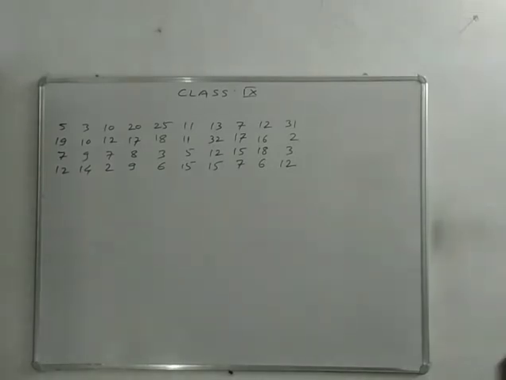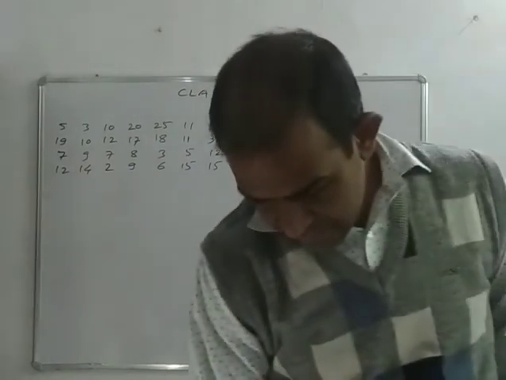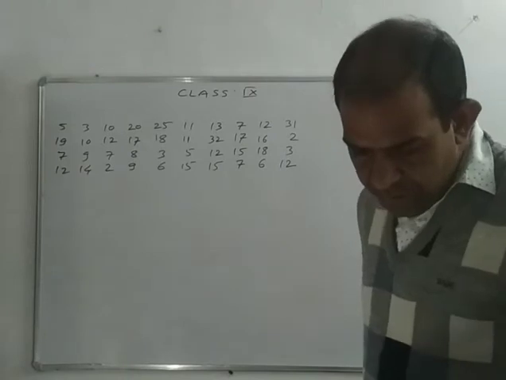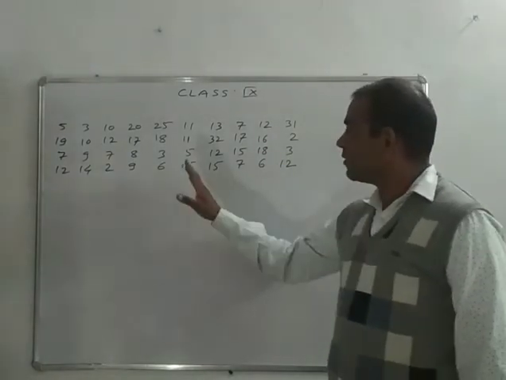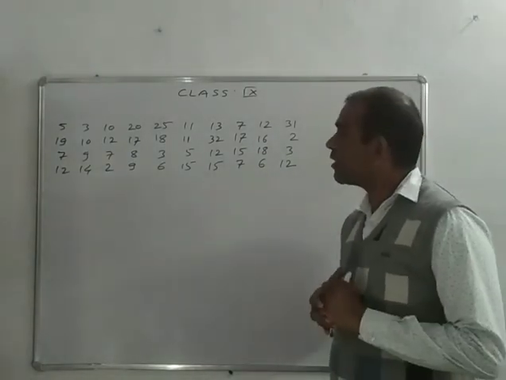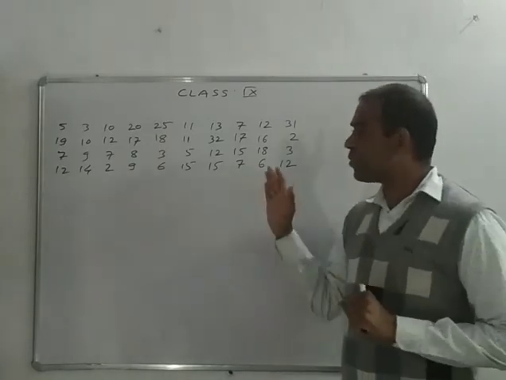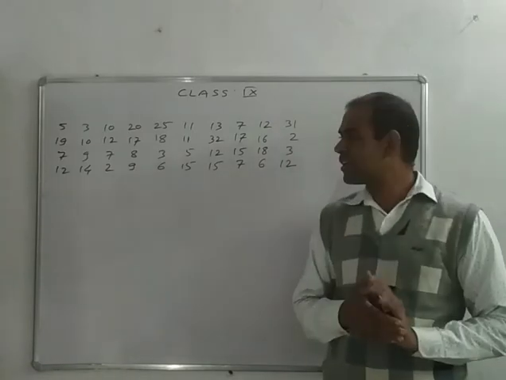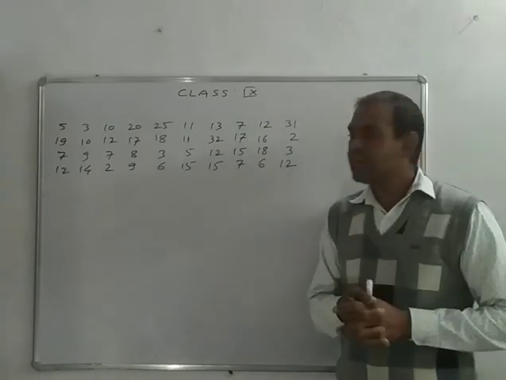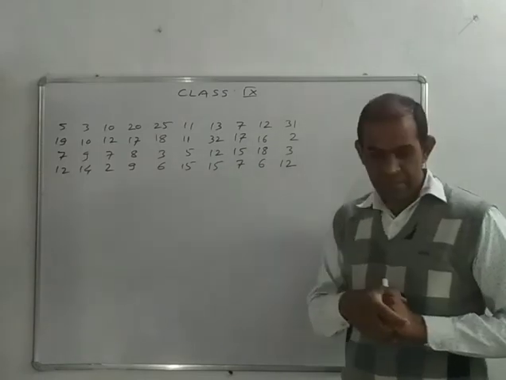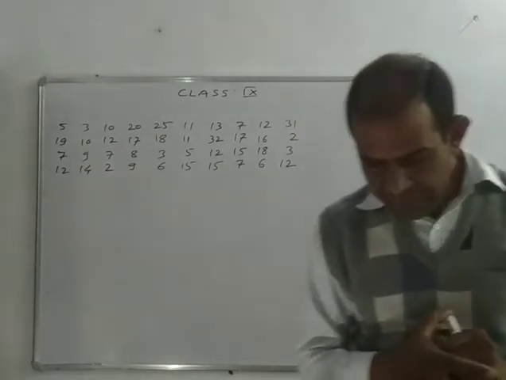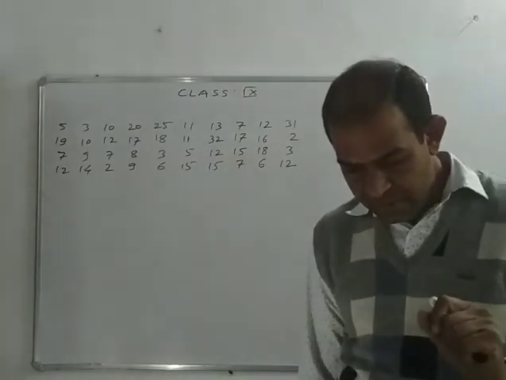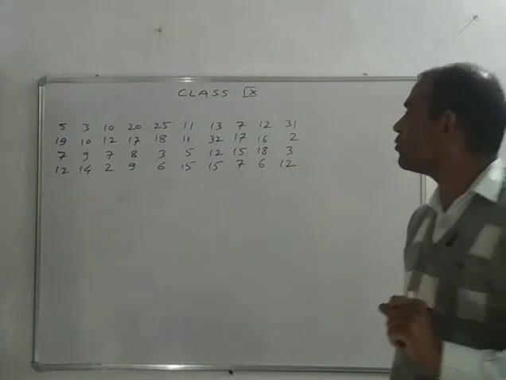Second question is the distance in kilometers of 40 engineers from their residence to their place of work. These data are given in kilometers. उनके घर से उनके working place के बीच का distance है. Construct a grouped frequency distribution table with class size 5. For example, the first class interval is 0 to 5.